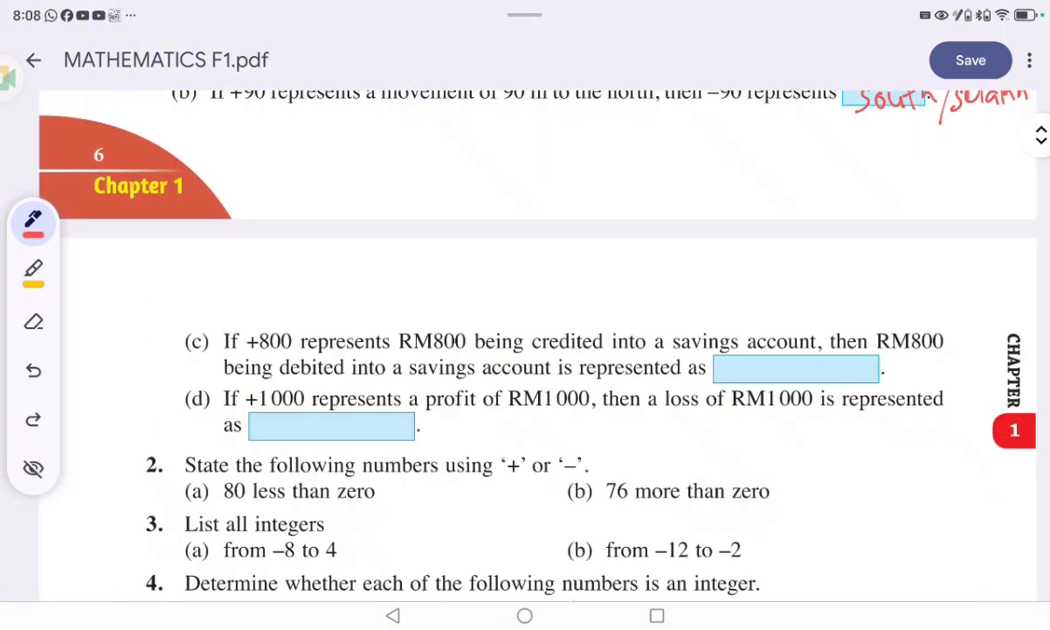Question C. If positive 800 represents RM 800 being credited into a saving account, then RM 800 being debited into a savings account is represented as RM 800 withdrawn from an account. So that should be your answer.